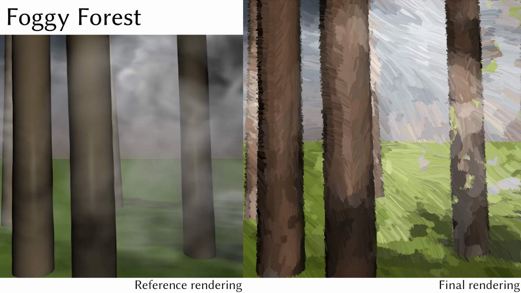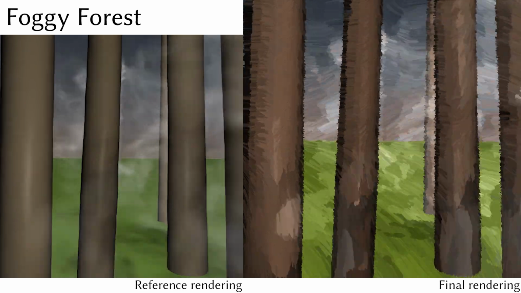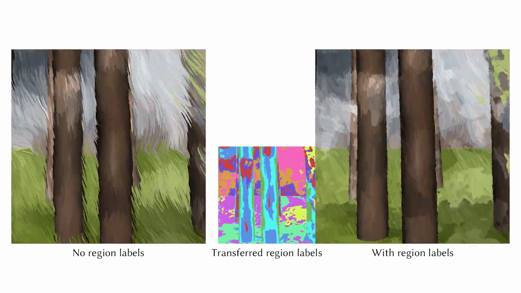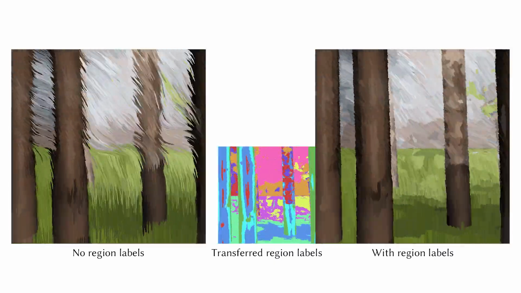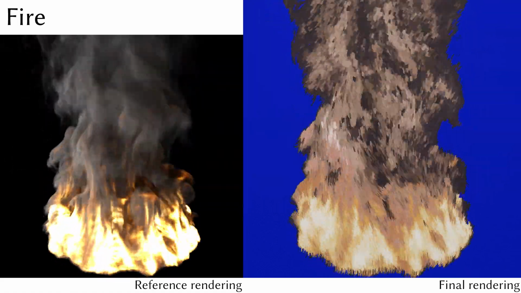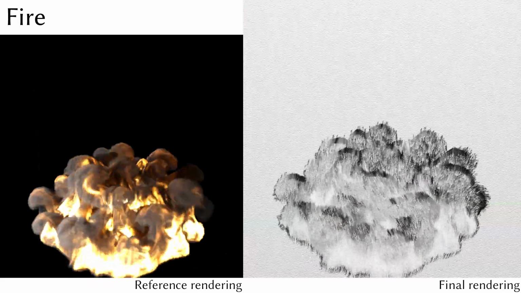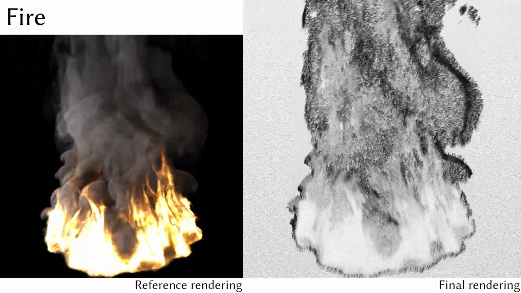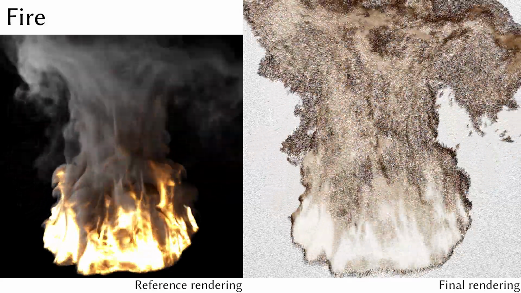In the foggy forest scene, volumetric fog flows through a forest of trees and grass. Here, in addition to the four core stroke attributes, we utilize region labels transferred in a manner similar to color. These labels guide stroke termination, helping to distinguish between different materials and improve visual clarity. The fire example presents an alternative setup where strong upward flow stretches flames and smoke vertically. We also show a variation rendered using a stroke shader that mimics a plausible pencil drawing style, and another variation using a shader inspired by charcoal drawings.